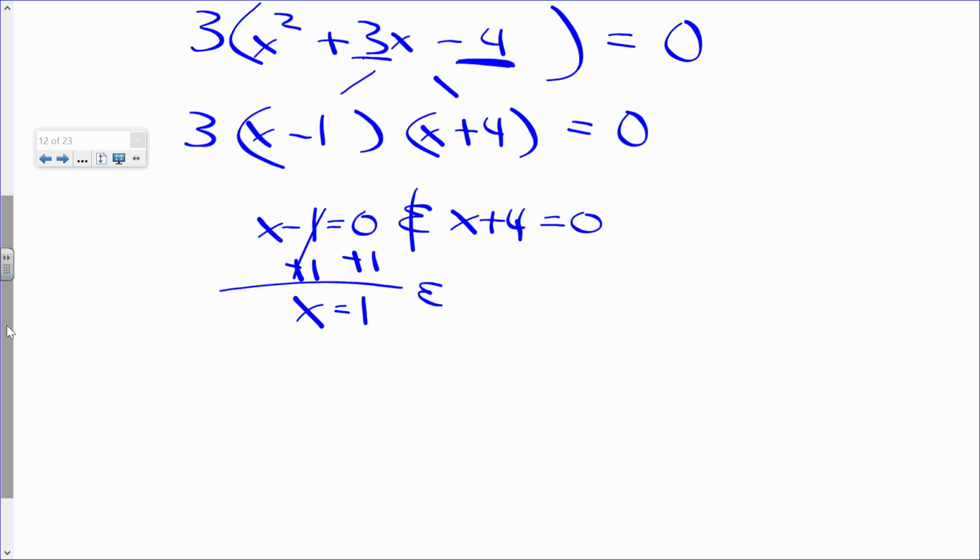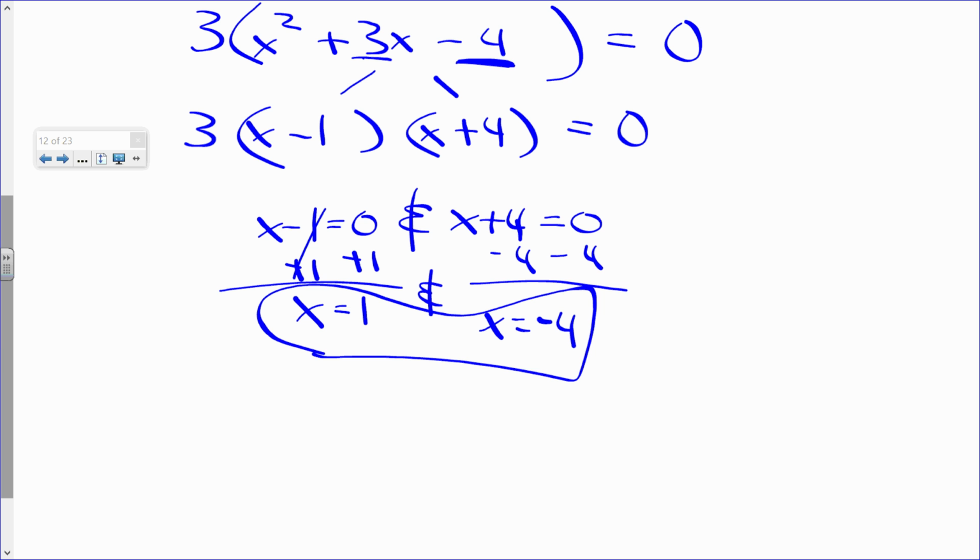And -4, huh? Look at subtract 4. X is -4. There's our second solution. We solved it.